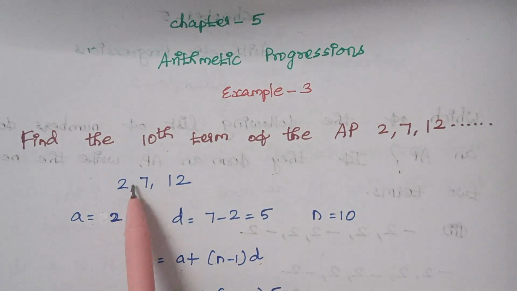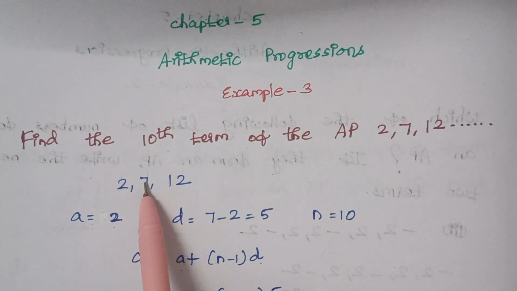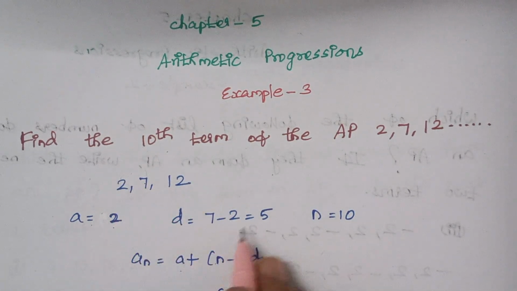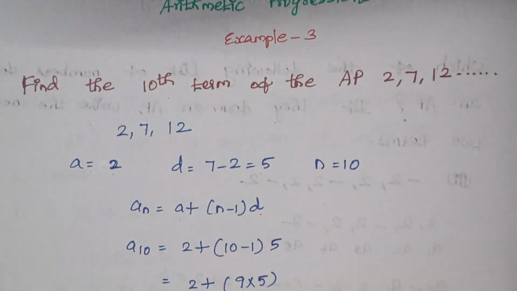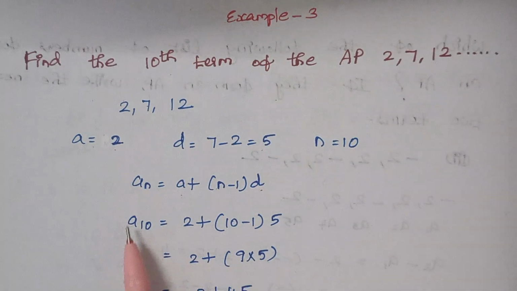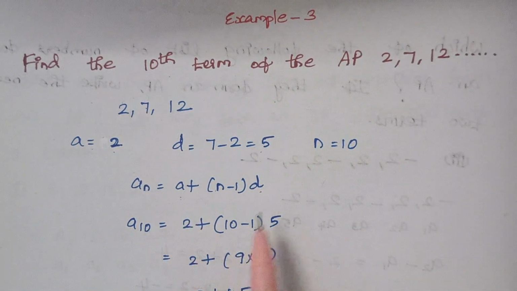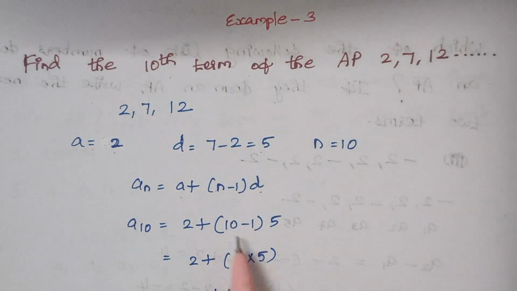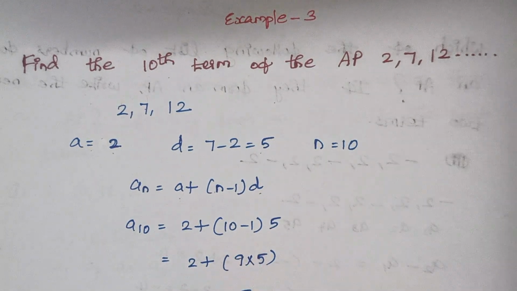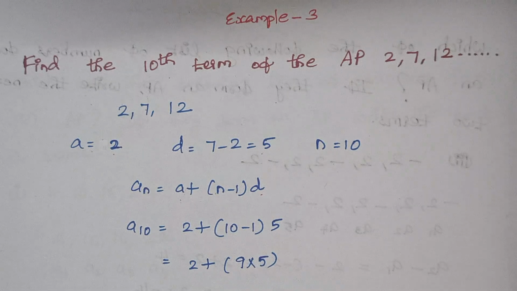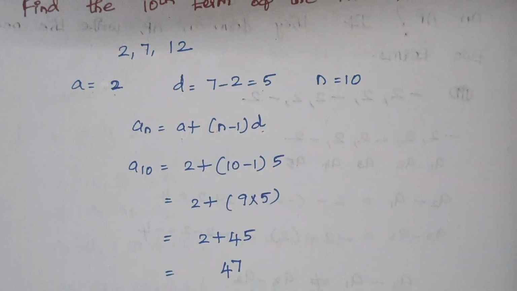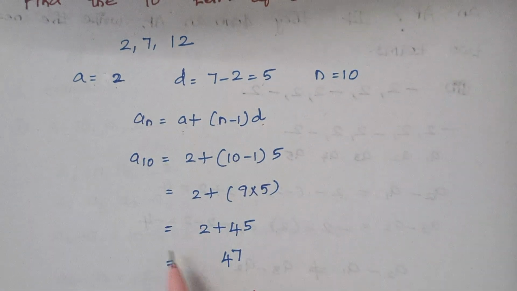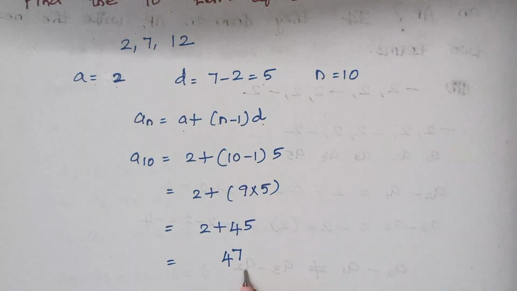So a is the first term and d is the difference between any two consecutive terms. Here it is 7 minus 2, which is equal to 5, and the nth term value is 10. So just substitute: A10 is equal to, a is 2, d is 5 and n is 10. So 2 plus, what is 10 minus 1? This is 9. So 9 into 5. So 2 plus 45, which is equal to 47. Therefore, the value of the 10th term is 47.